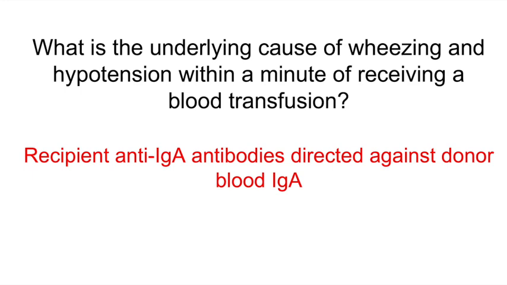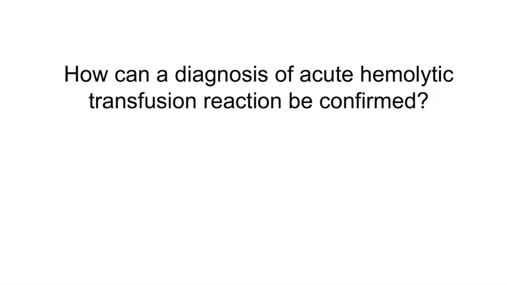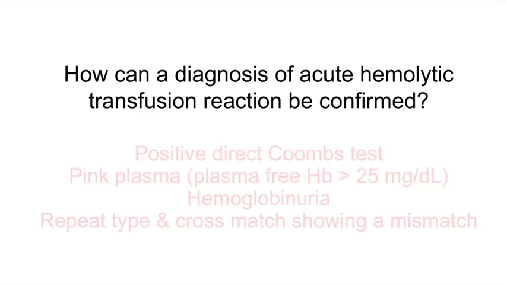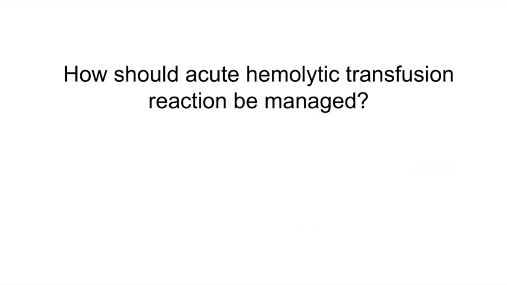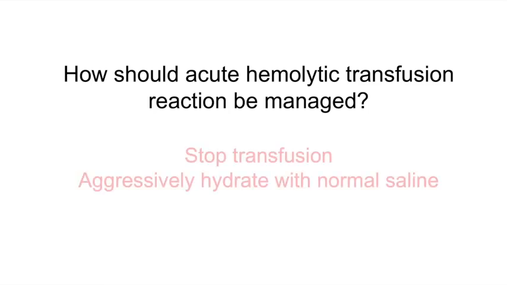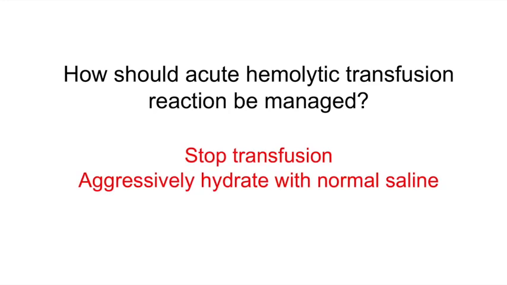How can a diagnosis of acute hemolytic transfusion reaction be confirmed? Positive direct Coombs test, pink plasma, hemoglobinuria, repeat type and cross match showing a mismatch. How should acute hemolytic transfusion reaction be managed? Stop transfusion, aggressively hydrate with normal saline.